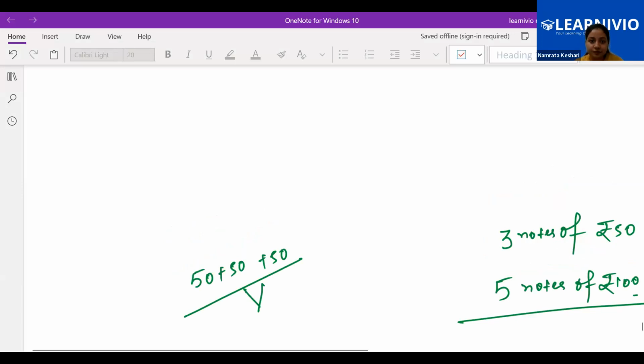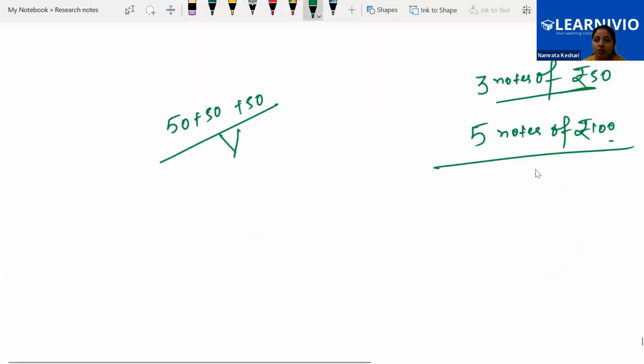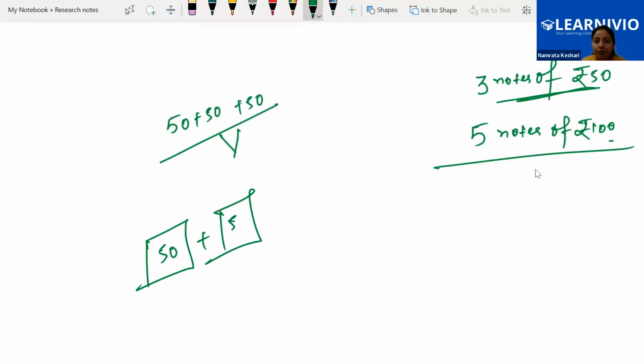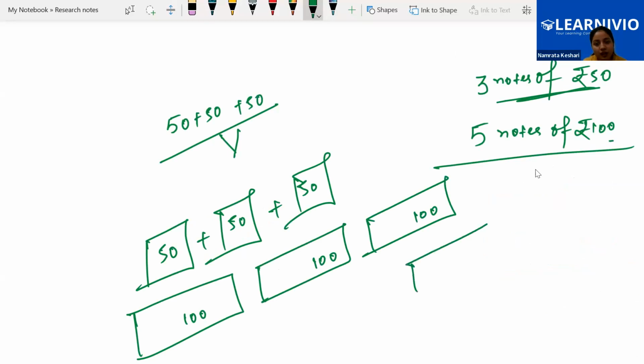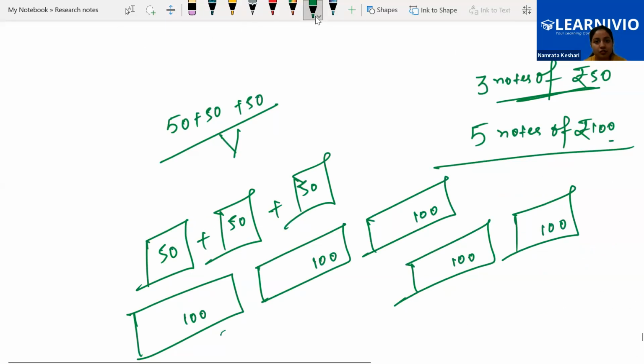Let's count it. 3 notes of 50 rupees: one note 50 rupees, another note 50 rupees, another note 50 rupees. 5 notes of 100 rupees: 100, 100, 100, 100 and 100. Let's count the 100 ones first. So 500. And the 50s give 150. Total will be 650.